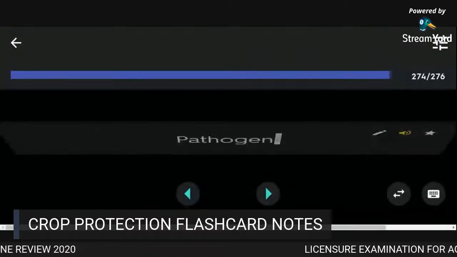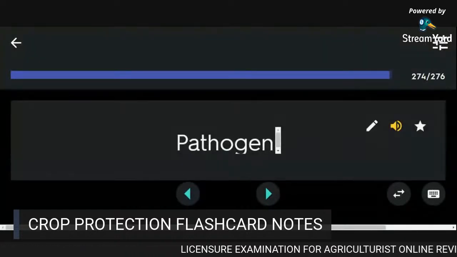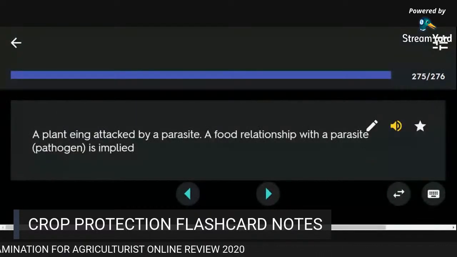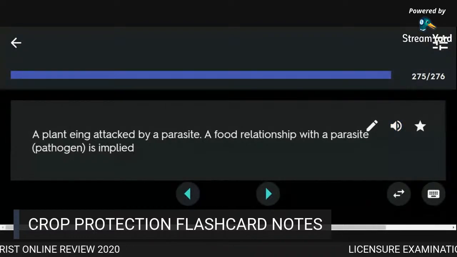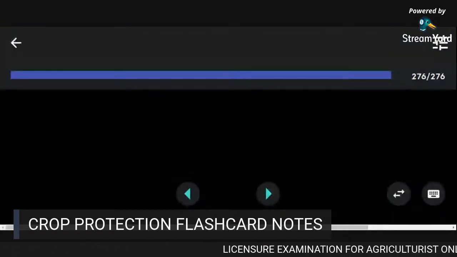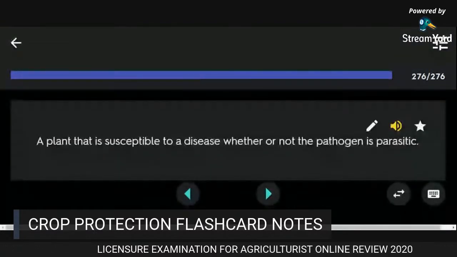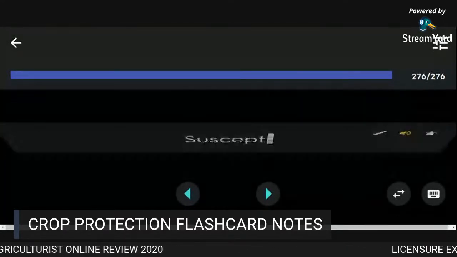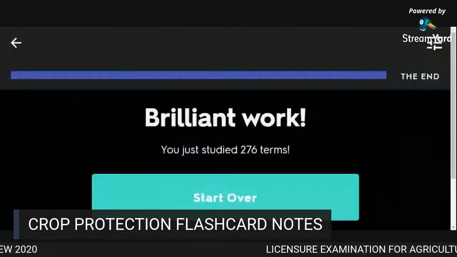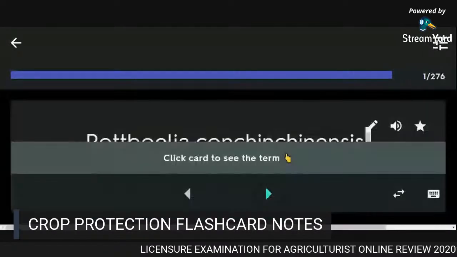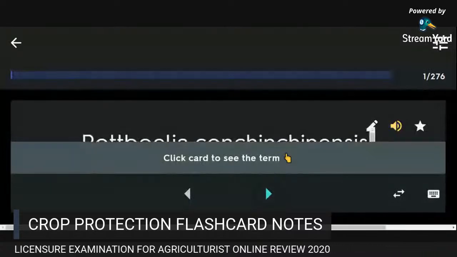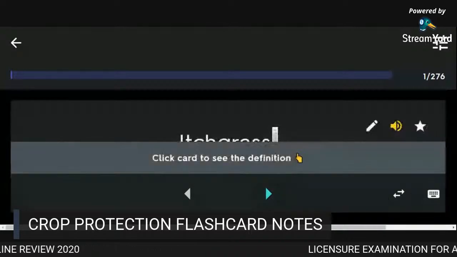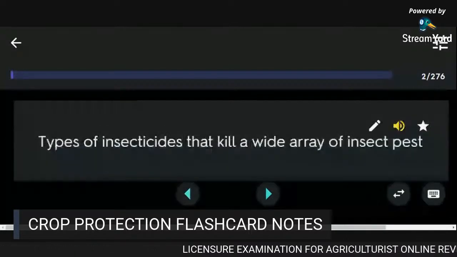Any agent that causes a disease. Pathogen. A plant being attacked by a parasite, where a food relationship with a parasite is implied. Host. A plant that is susceptible to a disease whether or not the pathogen is parasitic. Suscept. Rottboellia cochinchinensis. Itchgrass.